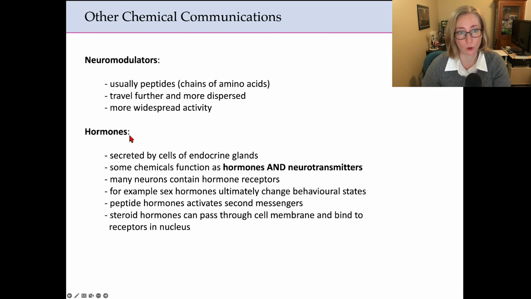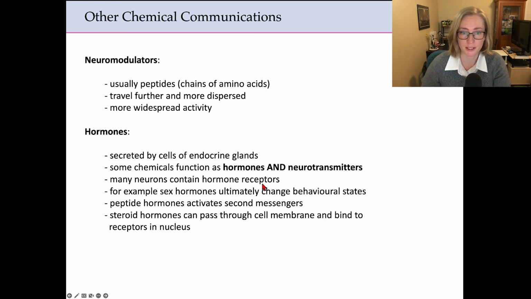We can also have hormones. These are secreted by cells of the endocrine glands. I'll show that on the next slide. A lot of different chemicals can function as hormones and as neurotransmitters. As an example, norepinephrine and epinephrine, the hormone version is adrenaline and noradrenaline, right? So depending on where you are in the body, they can function as hormones or as neurotransmitters.